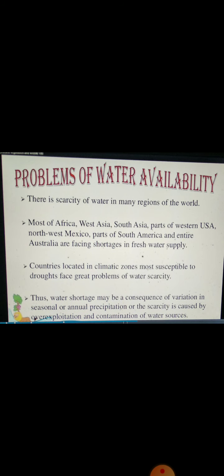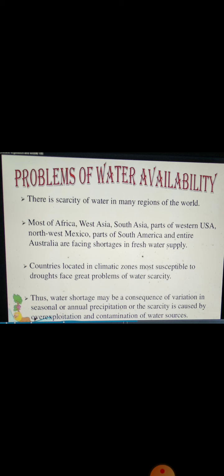Now, problems of water availability. Some problems are also there with water availability. What are these? There is a scarcity of water in many regions of the world. And it was said earlier also that if there is a Third World War, then it is purely because of the water crisis. Most of Africa, West Asia, South Asia, parts of Western USA, Northwest Mexico, some parts of South America, and entirely Australia are facing shortages in freshwater supply.